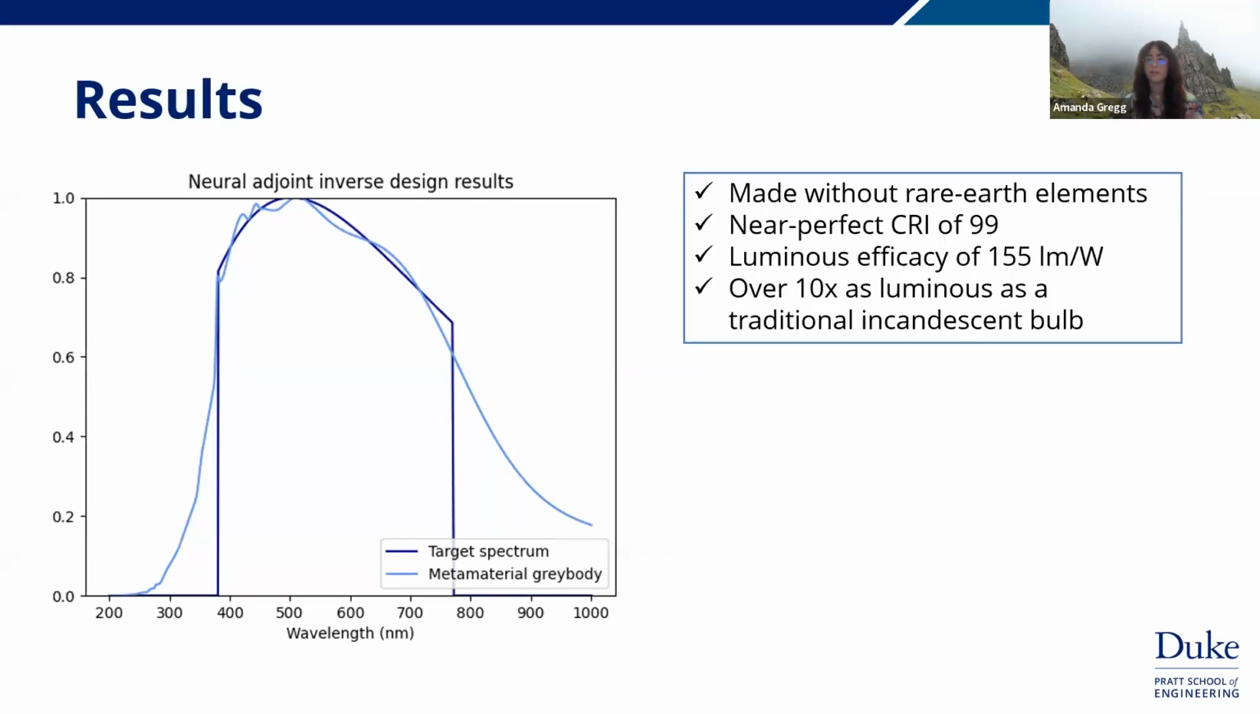So we were able to achieve everything we set out to achieve. No rare earth elements were used in this design. We have a near perfect color rendering index. We also have a luminous efficacy, which is the figure of merit for lighting devices, that is comparable to that of LEDs. We were able to achieve all of these things while also making an incandescent light source that is 10 times as efficient as the typical tungsten sources that we're used to seeing.